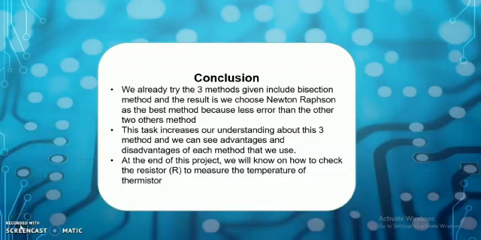For the conclusion, first, we already tried 3 methods, including the bisection method, and the result is we choose Newton-Raphson as the best method because it has less error than the other methods. Second, this task increased our understanding of these 3 methods, and we can see the advantages and disadvantages of each method that we use. And the last, at the end of this project, we will know how to check the resistance to measure the temperature of the thermistor and practice it in our life. That's all. Thank you.